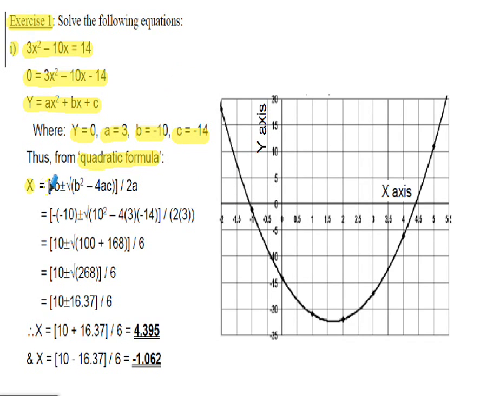So x is equal to negative b plus or minus the square root of b squared minus 4ac, all divided by 2a. Inserting the values for a, b and c, we find two values of x. x is 4.395, which would be this root up here, and also x is equal to negative 1.062, which would be the second root shown here.